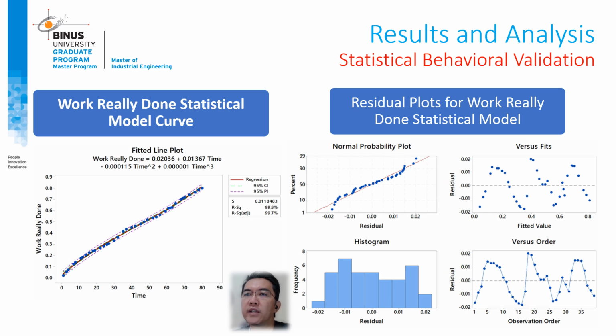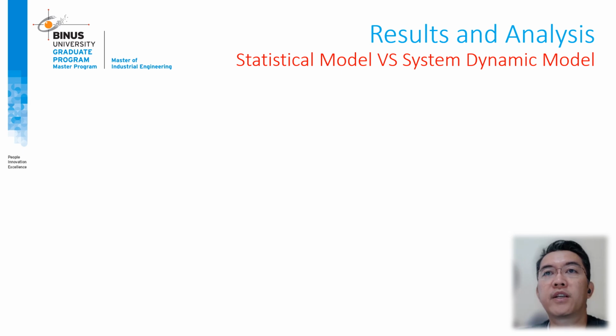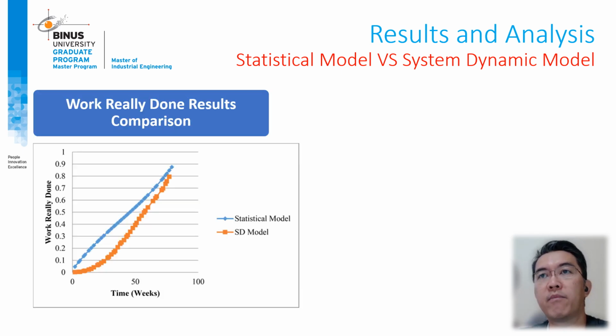as a value of 99.8%, implying the model equation relating work really done to the week can explain 99.8% of the variation present in the data values of work really done. The plotted cumulative man-hours graph along with the residual plot can be seen here on the right side. The statistical model predicted data closely resembling the SD model data, and thus our model has been statistically validated.